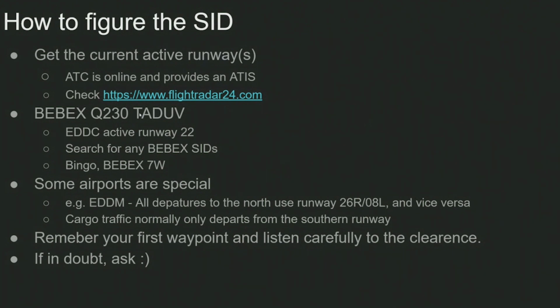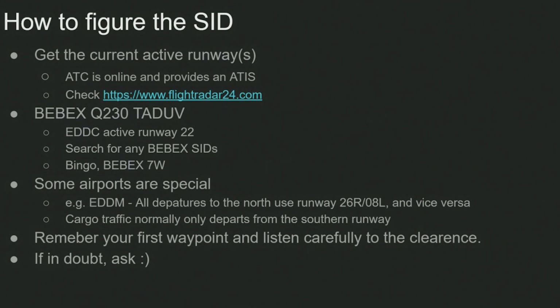So this is a flight plan, for example, from Dresden, Echo Delta Delta Charlie to Echo Delta Delta Papa. So the first waypoint is called BBEX. Let's say in Dresden, the active runway at the moment is 22. Well, then you open your Navigraph or whatever program and basically search for all the BBEX SIDs. And then you find a chart which normally has a BBEX SID for both directions, so for runway 22 and 04. And then you see, BBEX 7 Whiskey is the one that takes off runway 22. Yeah, bingo, you find your correct SID.